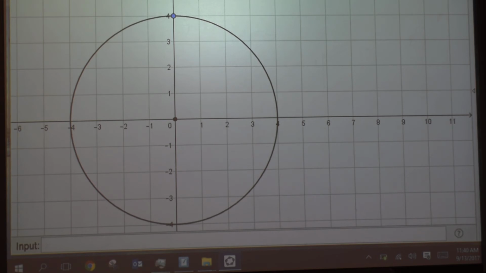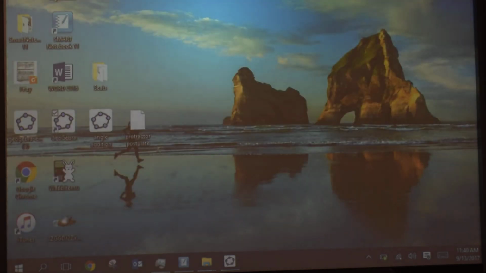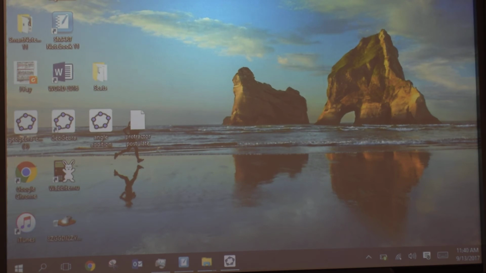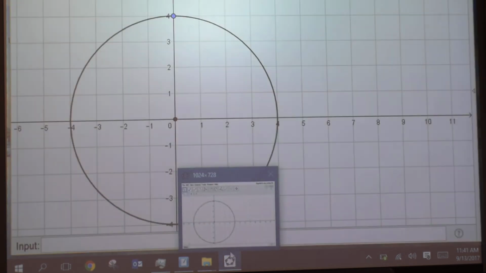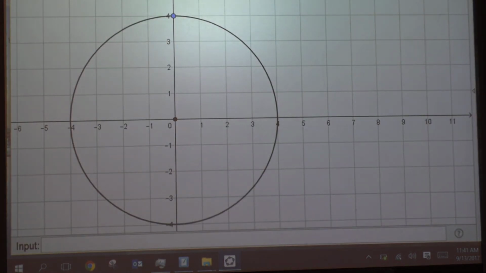I apologize for this. This is a pain because Windows 10 doesn't like to work with the Smart Notebook stuff, because the Smart Notebook stuff is from like 1991. So sometimes I have to close that and start back up. So I'm sorry I had to go back and forth.